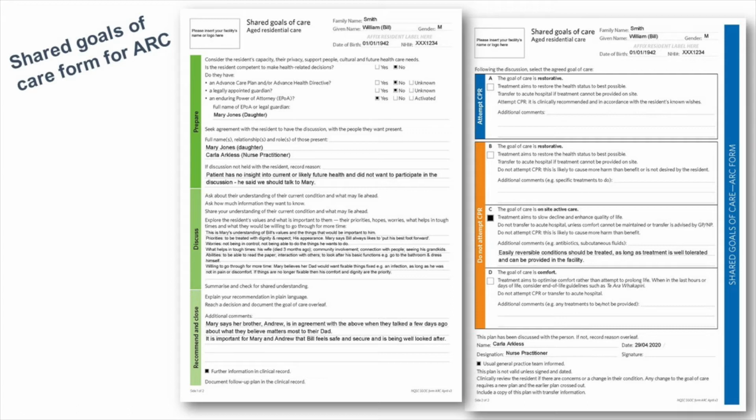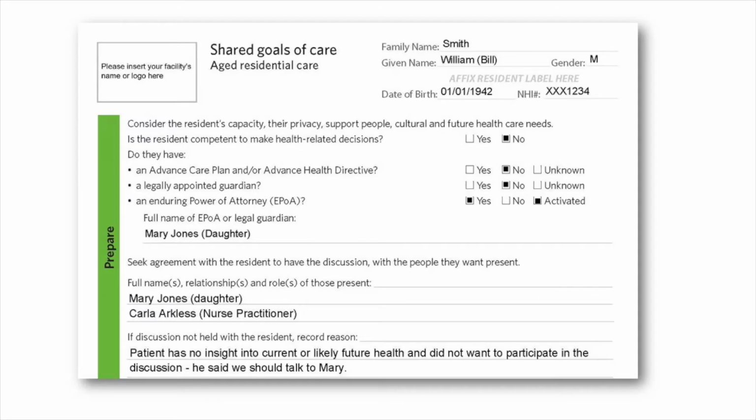This Shared Goals of Care document has been specifically designed for aged residential care. The front of the form gives us space to document the conversation, but it also reminds us that we need to do some preparation. We need to check if the person's got an advanced care plan or an advanced directive, because that's an important part of this conversation. We need to check that we're talking to the right person, and we need to establish whether the resident themselves is able to participate in the conversation, or indeed whether they're competent to make their own decisions. If the resident isn't able to participate, or unwilling to participate, we need to document that, so people reading this form will understand why they haven't been involved.